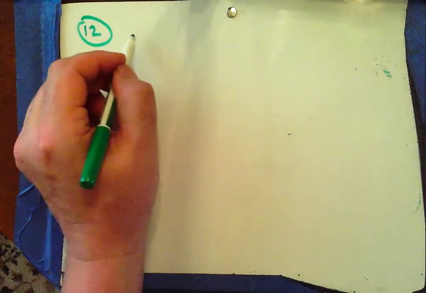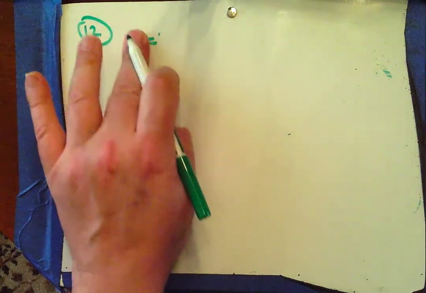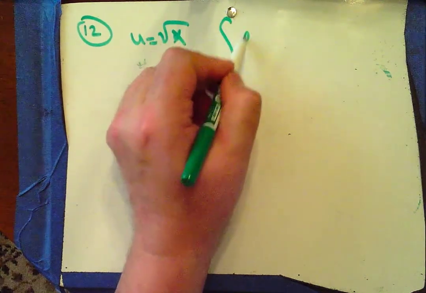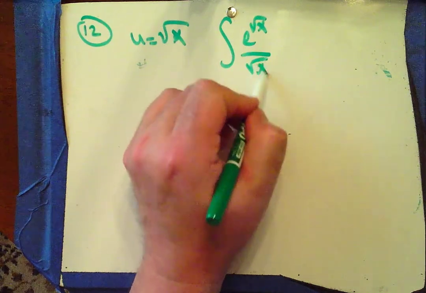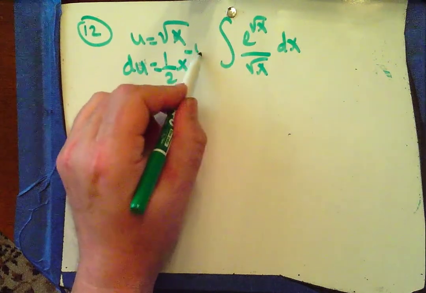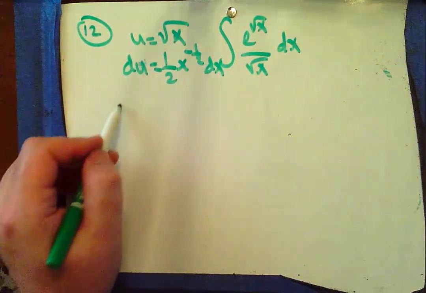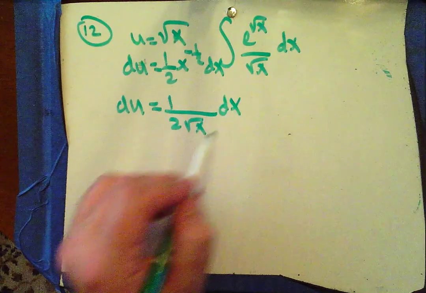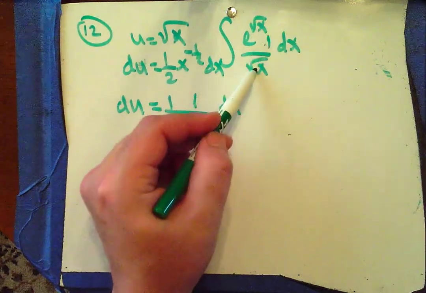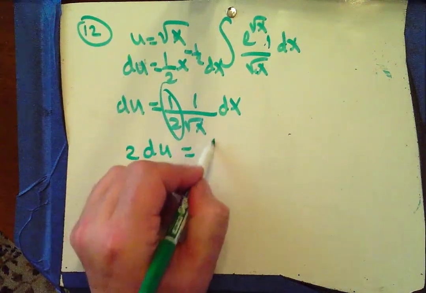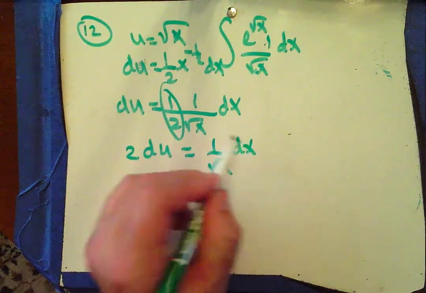So next page, problem number 12. 12 says u equals square root of x. Well, that was nice of them to give us the u. And here the integral e to the square root of x over square root of x dx. Well, our du is 1/2 x to the minus 1/2 dx. Or du equals 1 over 2 square root of x dx. I see a 1 over square root of x dx, but I don't have that. So I'm going to multiply both sides by 2.